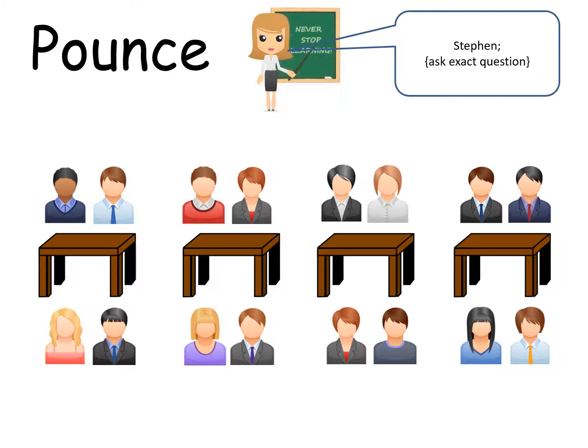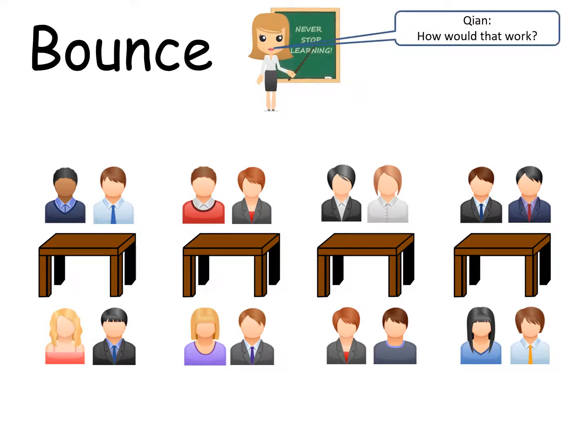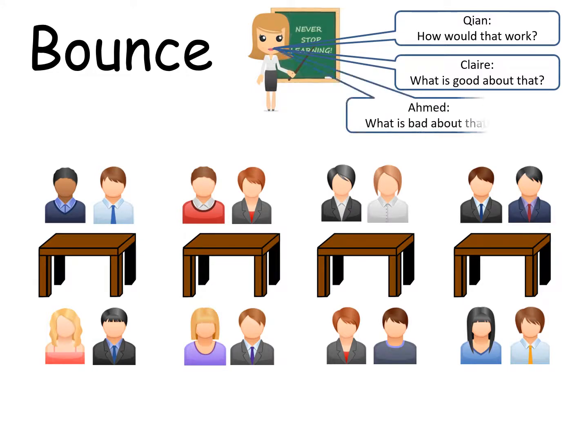Helps with the sadistic side, etc. But then what's useful? Oh, there we go. Sorry, Stephen answered. Then what's useful is we then bounce the question. So Tien, how would that work? How would we use the 5S's? Claire, what's good about the 5S's? Ahmed, what's bad about the 5S's?